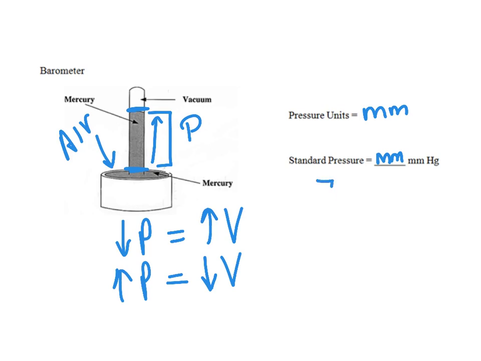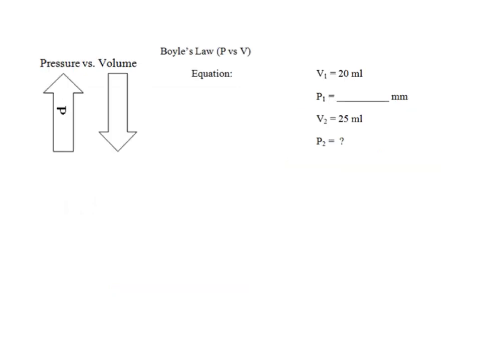There's a certain pressure that on a clear day, if you're standing at the beach, this is the pressure of the air pushing down on top of you in terms of these millimeters of mercury, and it's 760. We call that standard pressure. It's a pressure that comes up a lot in gas laws. So we'll do some math with these gas laws.